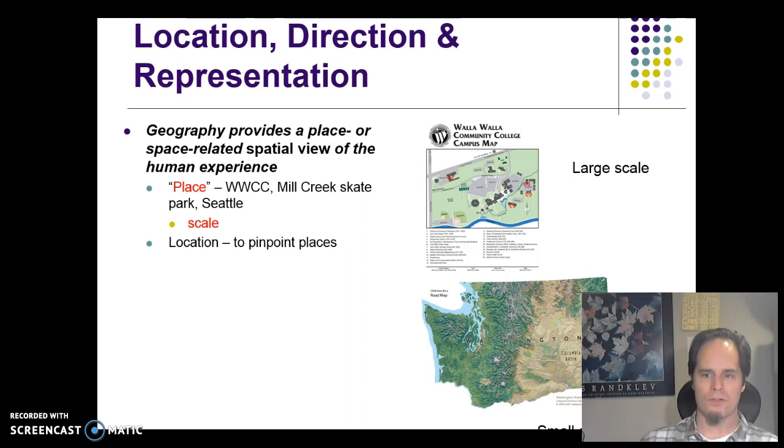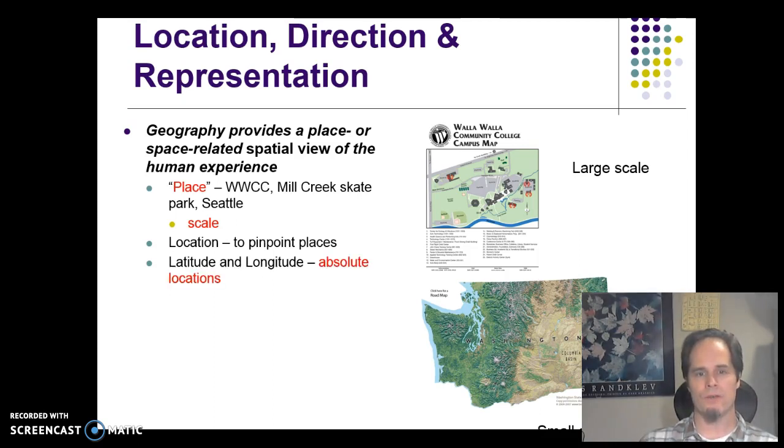A place also is something that has significance. It's a location that a person or a group of people attaches significance to. So one person's place might not be another person's place. Another way of saying that, one person's place might be just another person's location, because that special significance is what makes a place a true place.